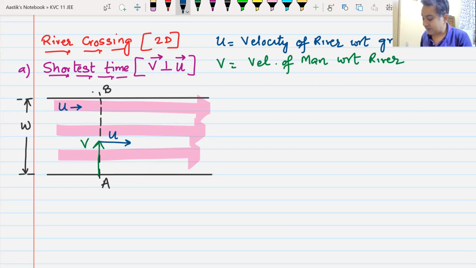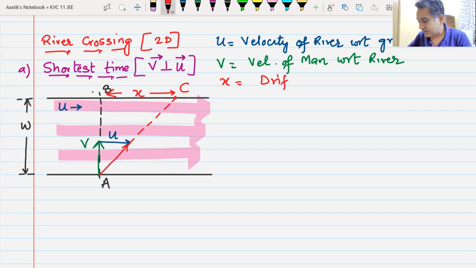These velocities will get added up, and you will get this as the net velocity of the man, and he will not reach point B. In fact, he will reach point C. And the distance between B to C is known as x, and this x is known as the drift. He has drifted this much of distance.